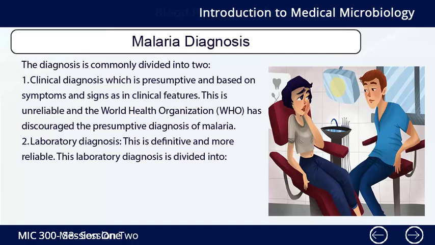This laboratory diagnosis is divided into microscopic based techniques, which can be subdivided into the following. 1. Light microscopy, that is direct light microscopic examination of Giemsa-stained blood film for malaria parasites. It can be a thick or thin smear.